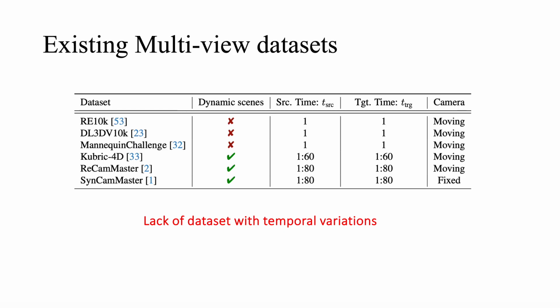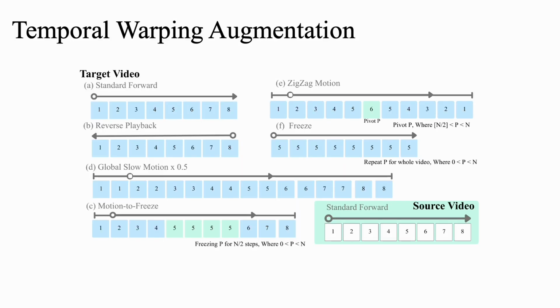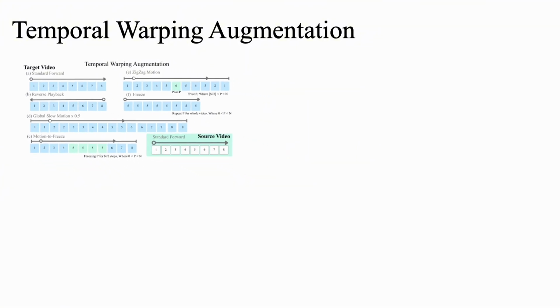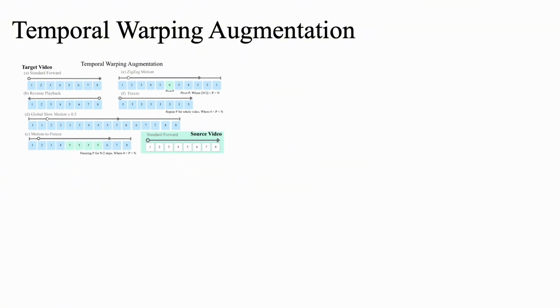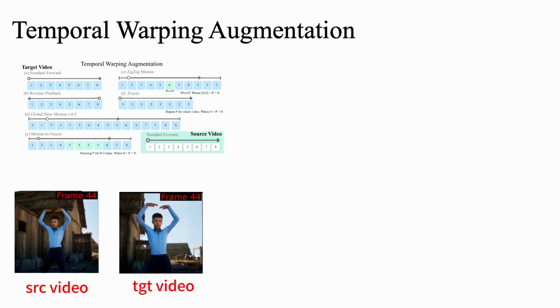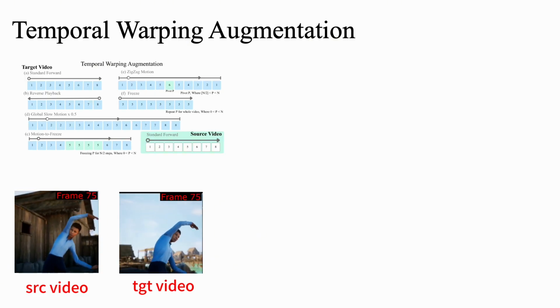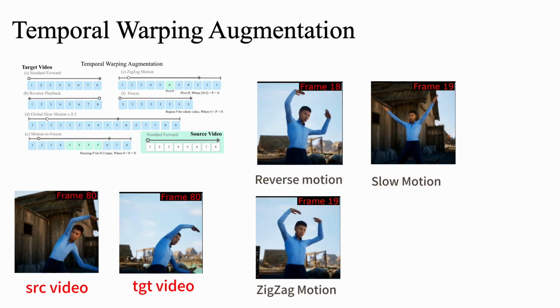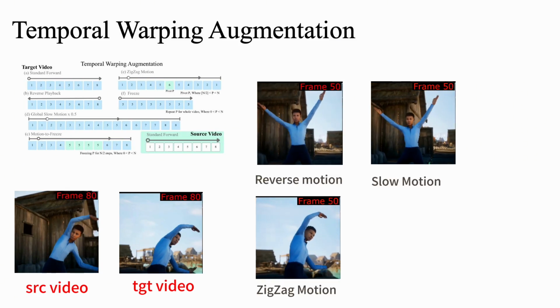While enabling dual control in diffusion models is well known, the primary obstacle remains the lack of appropriate training datasets. To overcome this, we propose a simple yet effective temporal warping training scheme that mimics the temporal variations of a target view. Specifically, given a pair of multi-view videos of a scene, we keep the source video intact while augmenting the target video with several temporal warping patterns, such as reverse motion, slow motion, and zigzag motion.